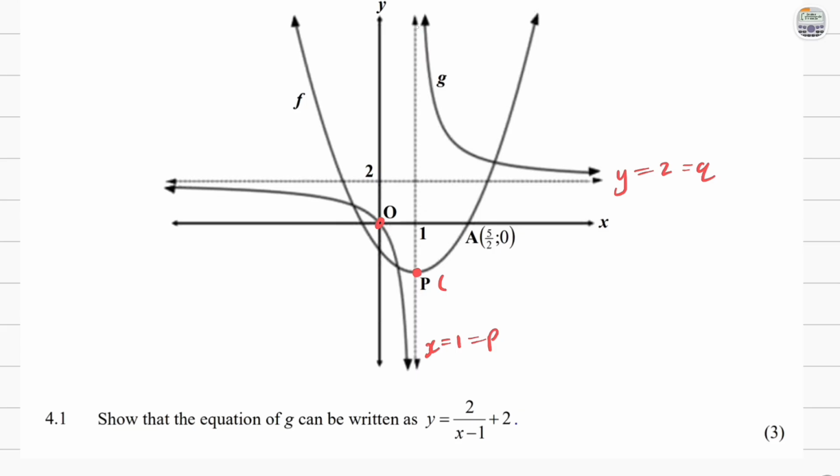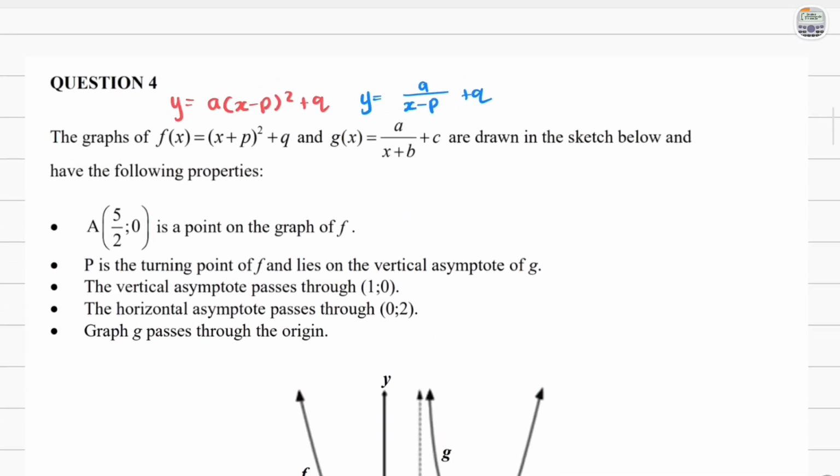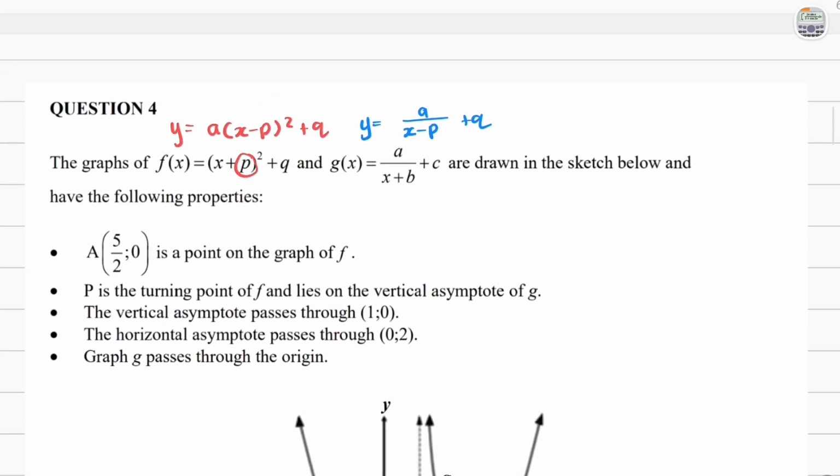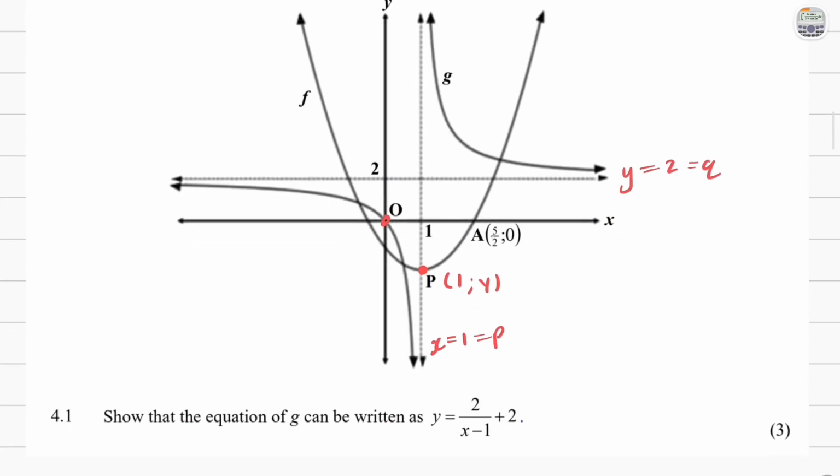And with where P is, it is on this vertical line passing through 1 on the x-axis, meaning its x value is 1. Okay, so we know the x value. We just don't know the y value. Now, this actually is not going to be a problem because we will have something substituted in place of the x value of the turning point, and then this is missing. So to find Q, you would just need one point on this graph. If you substitute a value in place of x and y, you have an equation solving for Q. And we can actually do that with this point A. We have a point on this graph, (5/2, 0).